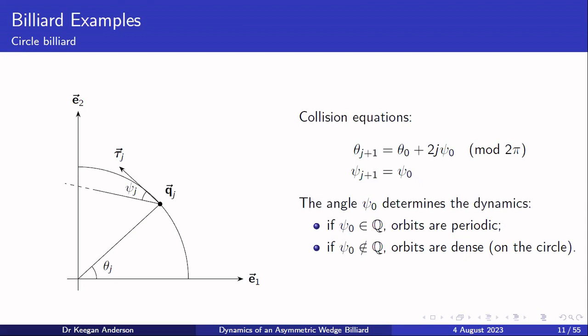The first one is the circle billiard, where your region is a circle, as the name says. And you can actually derive the two collision equations, which I've listed there on the slide. What is interesting about the dynamics in this example is that it's completely determined by that angle psi, which is the angle between the tangent at the collision point and the trajectory of the billiard. If that angle psi is rational, then your orbits are completely periodic. But if psi is irrational, those orbits tend to be dense on the circle.